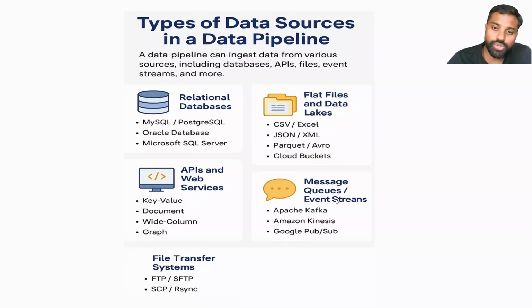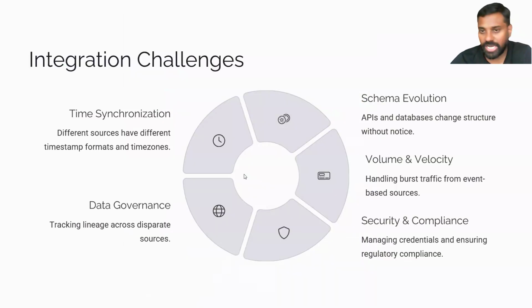We have messaging queues or event streams. These are typically for real-time data that we handle. Tools like Apache Kafka, which is open source, are very popular in this area. And the data can also be moved from one system to another system using secured protocols, like file transfer systems. So there are so many diversified data sources that you can see. Now, in all of these, we need to remember that there are certain challenges that we have to consider while developing any pipeline. So let's see those challenges.